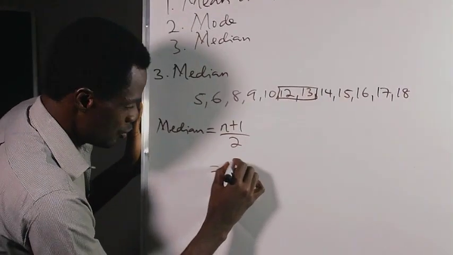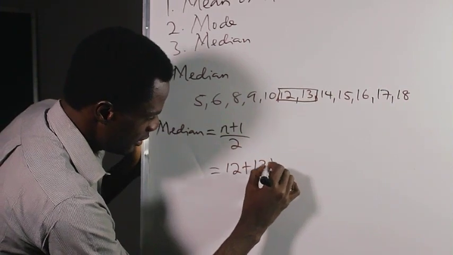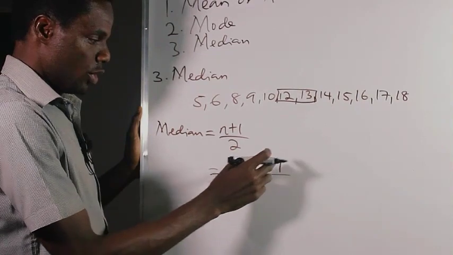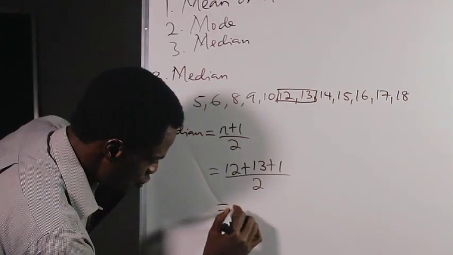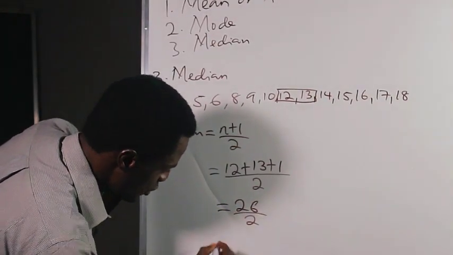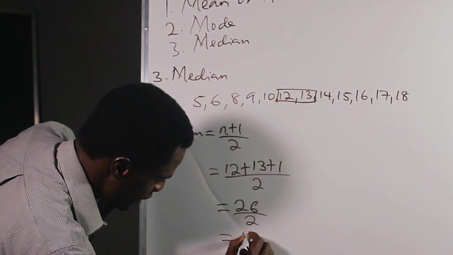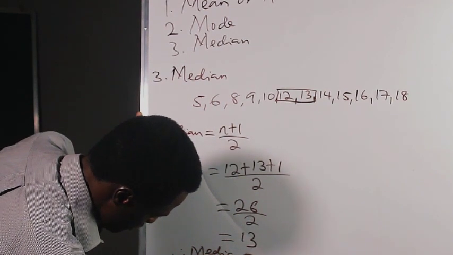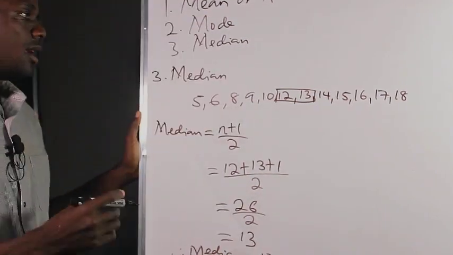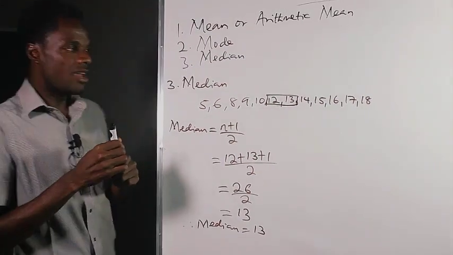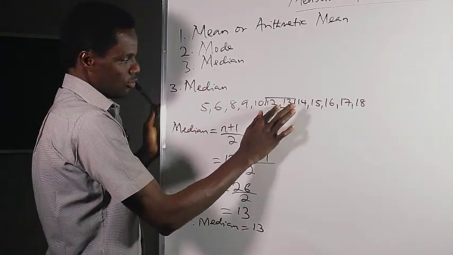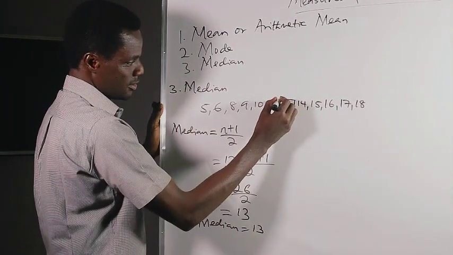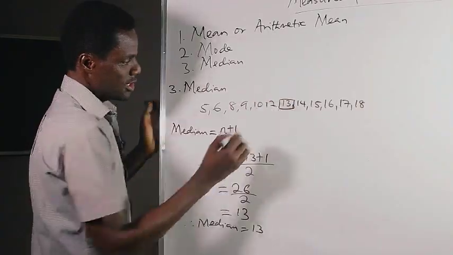Then we said 12 plus 13 plus 1, all over 2. 12 plus 13 is 25, plus 1 is 26. So we have 26 divided by 2. 26 divided by 2 is 13. Therefore, median is equal to 13. Then we look at our observation. From this observation, we can easily locate our median, which is 13. So this is our median.